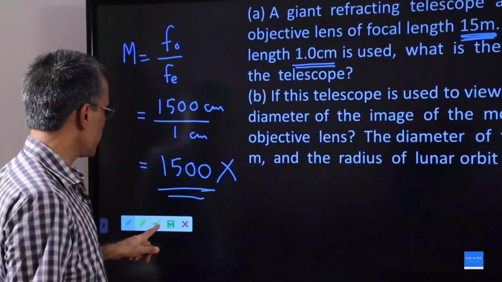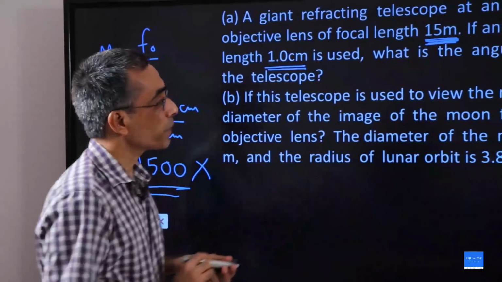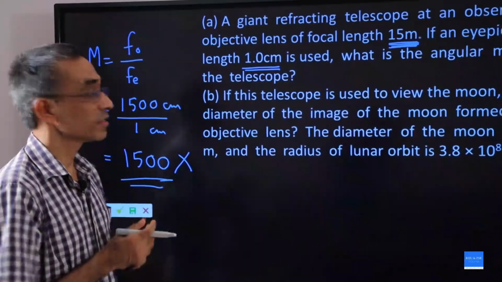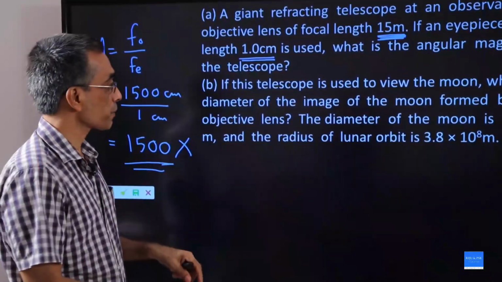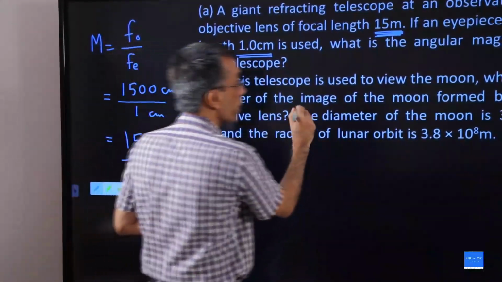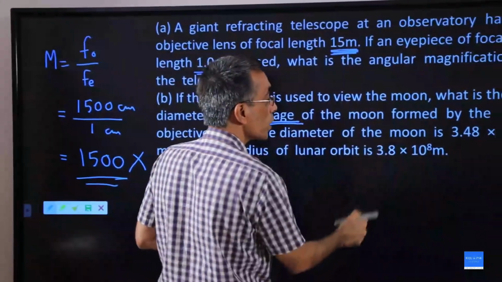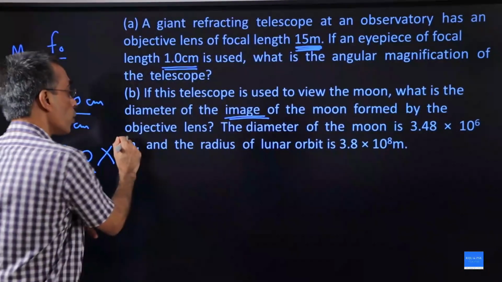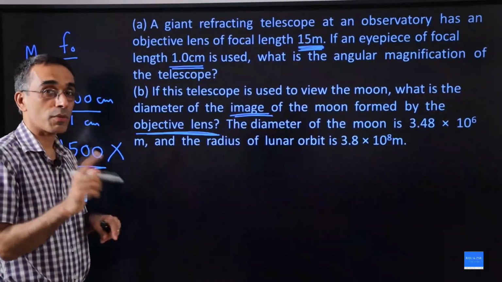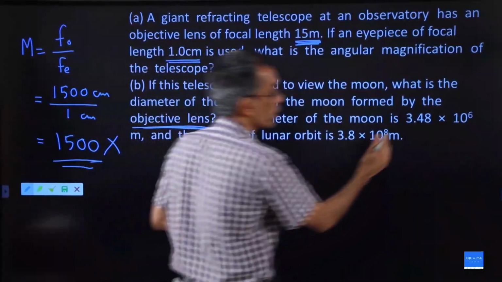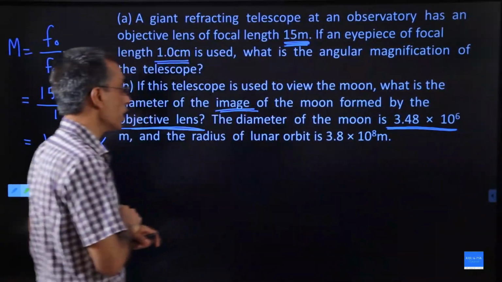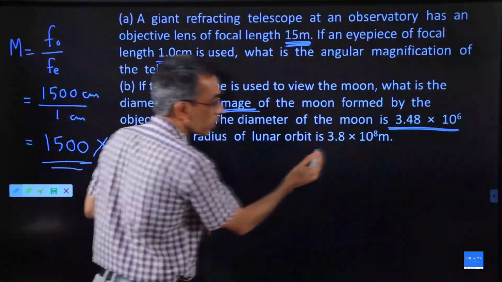Now the second part. If this telescope is used to view the moon, what is the diameter of the image of the moon? Be careful, the diameter of the image of the moon formed by the objective lens, not by the telescope. The diameter of the moon is given as 3.48 × 10^6, and the radius of the lunar orbit is also given.